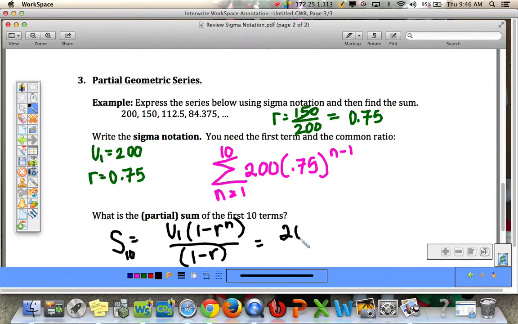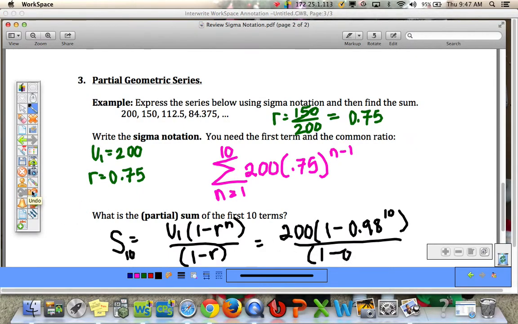First term here is 200. Ratio is 0.75. And n is the number of terms. We want it to the 10th power over 1 minus 0.75. So if we put that in our calculator, the sum of the first 10 terms will be 754.95.